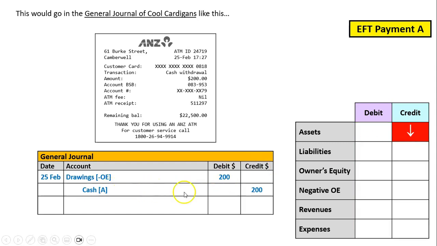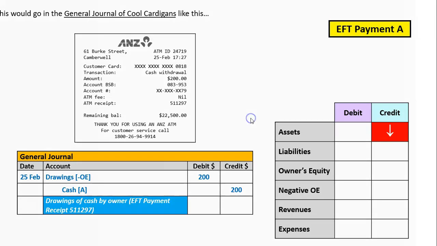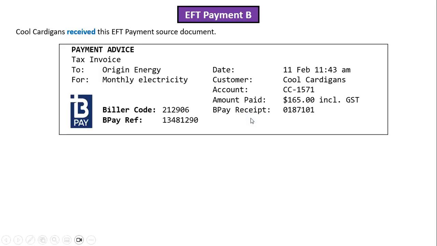And the rules of debits and credits say when cash or any asset goes down, that would be a credit. And we better do a narration, particularly in this case, because looking just at the document, you can't really infer a lot. So the narration here is really important. It says drawings of cash by the owner, EFT payment receipt 511297. So that's really difficult and probably a little bit beyond anything we might have to process. Looking at this one might be more likely. I mean, we never know what we're going to get on a SAC or an exam.